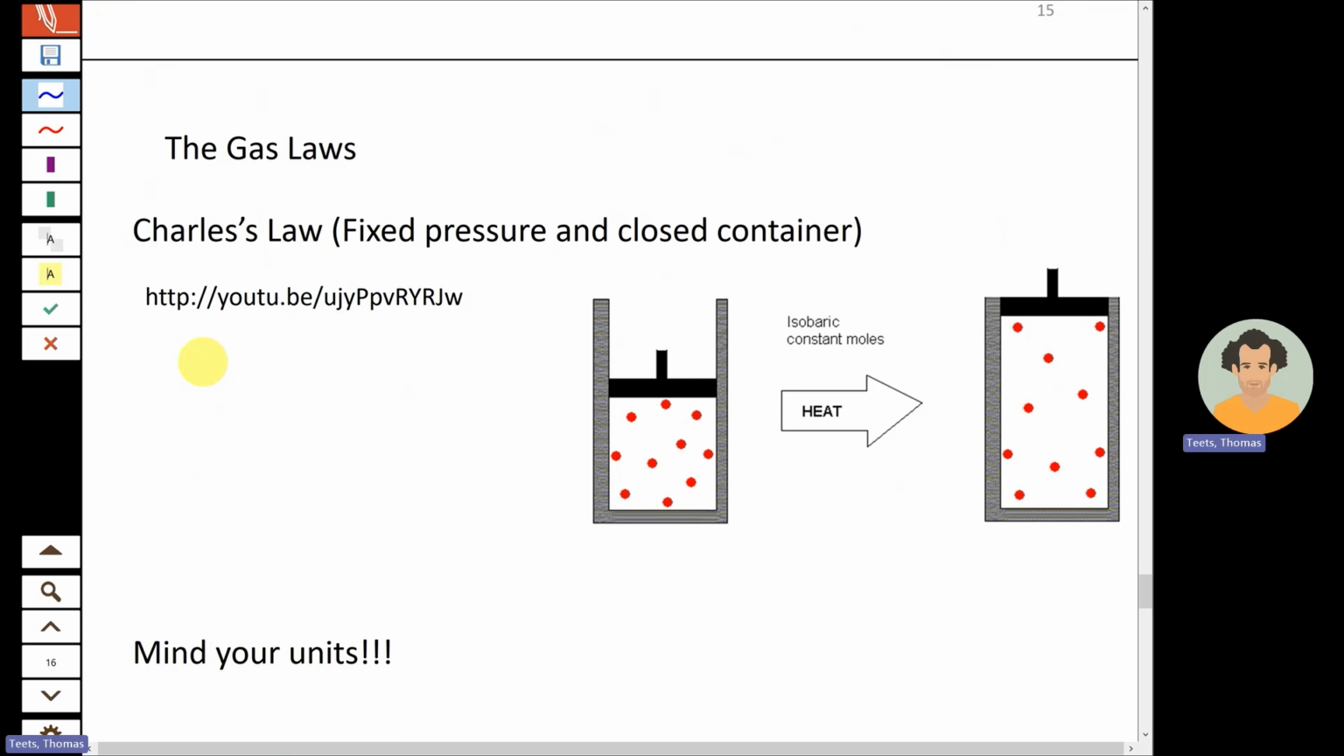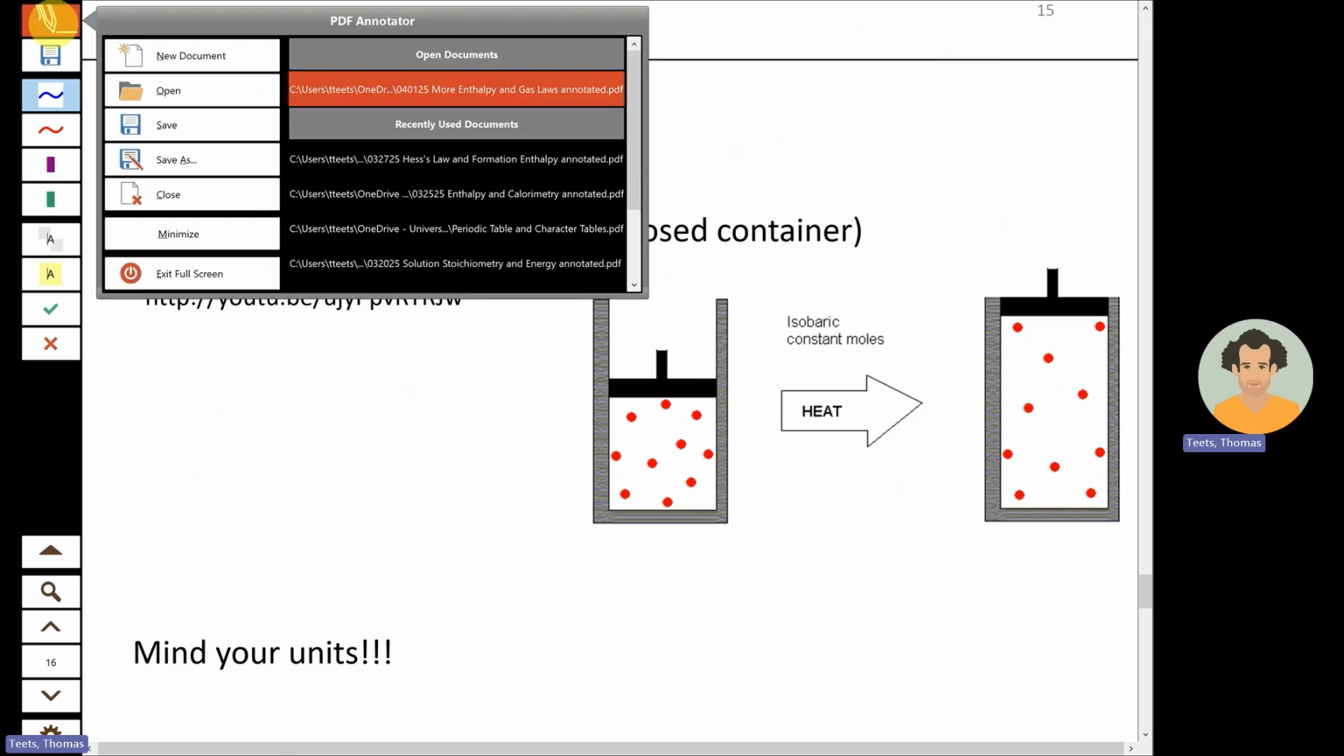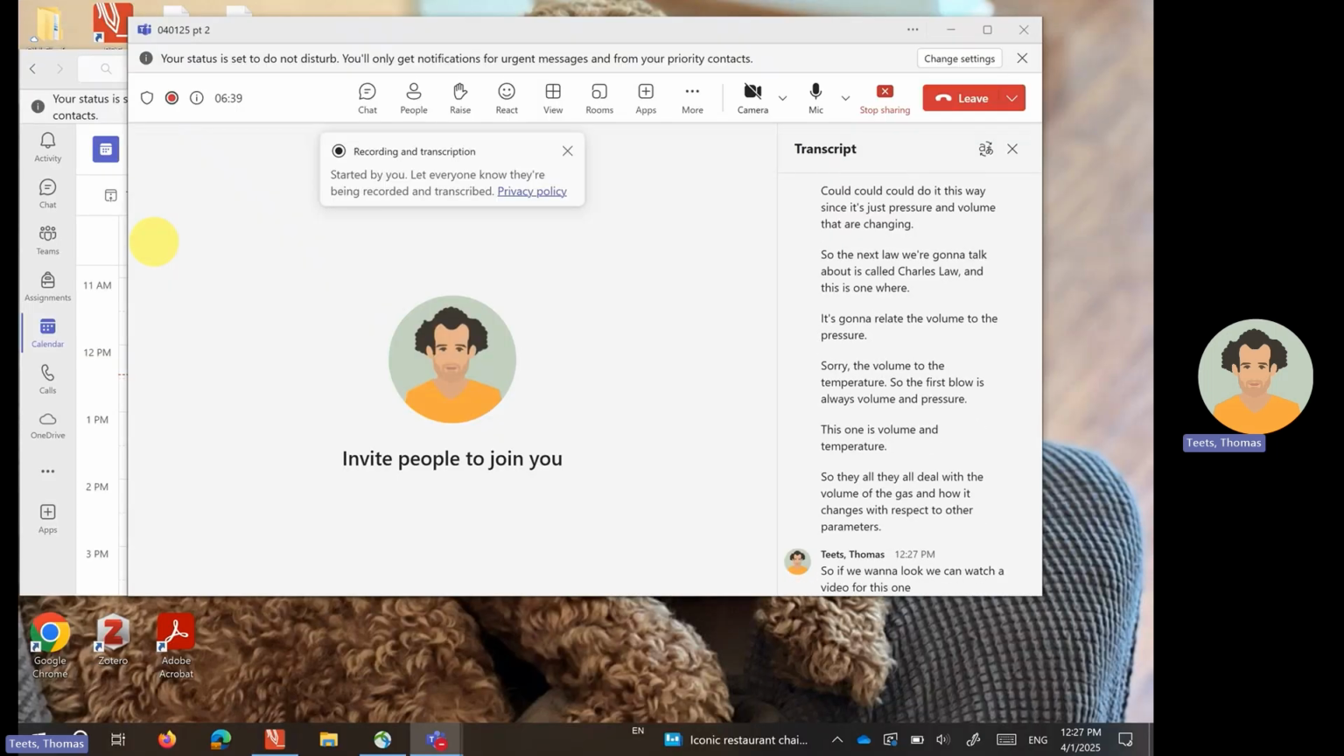And this is one where it's going to relate the volume to the pressure, sorry, the volume to the temperature. So the first, Boyle's law, was volume and pressure. This one is volume and temperature. So they all deal with the volume of the gas and how it changes with respect to other parameters. So we can watch a video for this one as well.